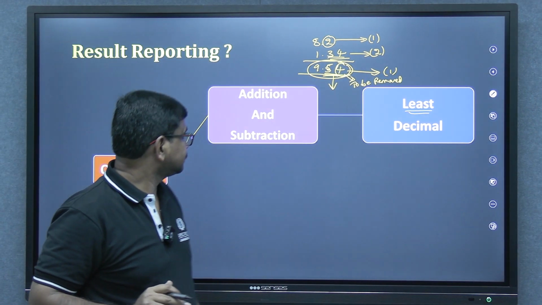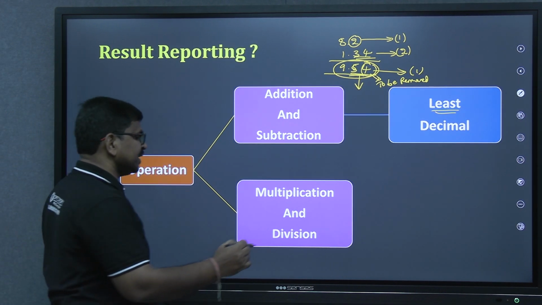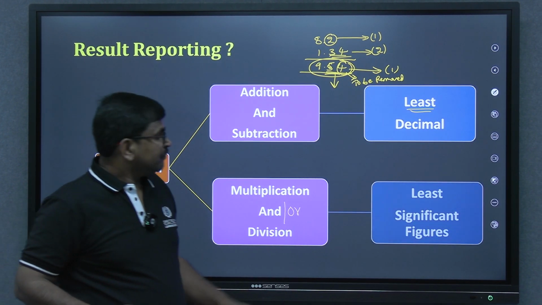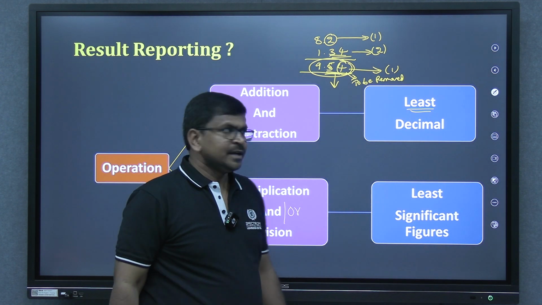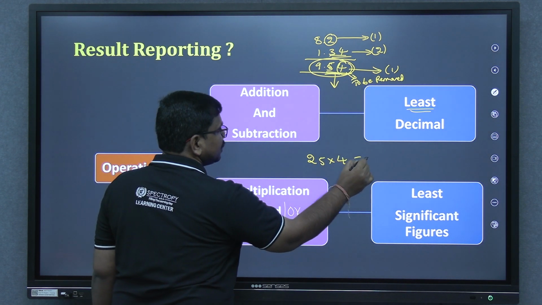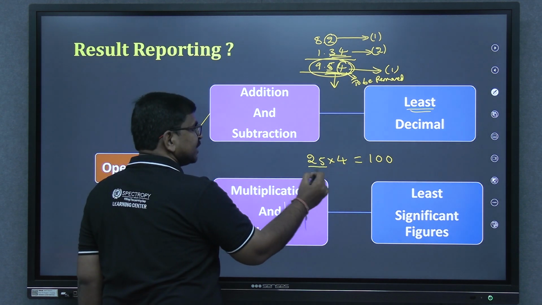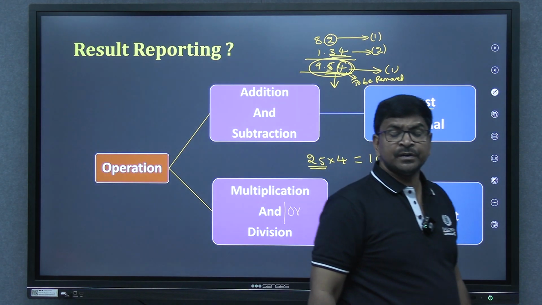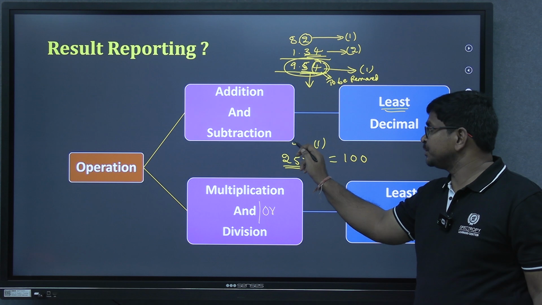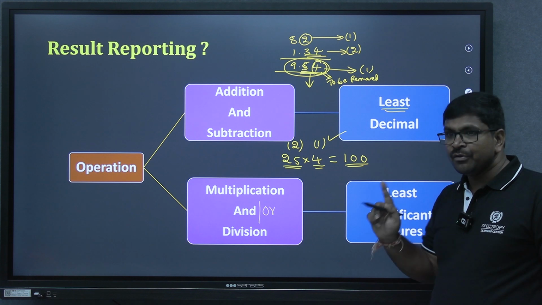Right, now suppose the operation is multiplication or division. In this case, the result should have the least significant figures. In the previous case, 25 times 4 equals, how much? 100, actually, according to maths. How many significant figures here? 2. How many significant figures in 4? 1. Which is least? 1 is least. So the result also should have 1 significant figure.